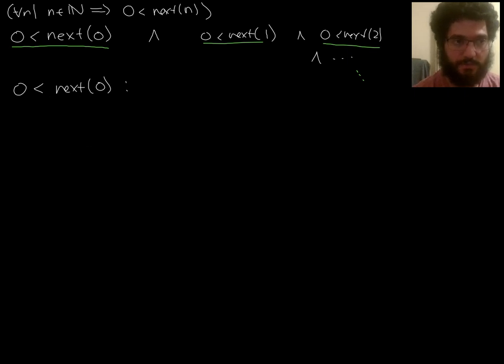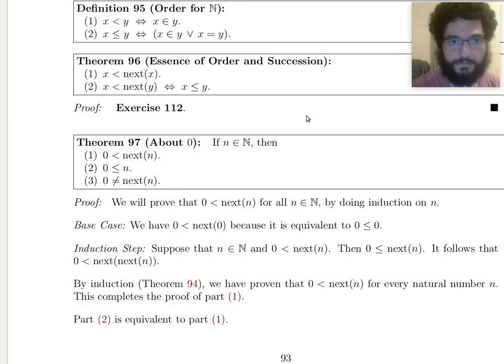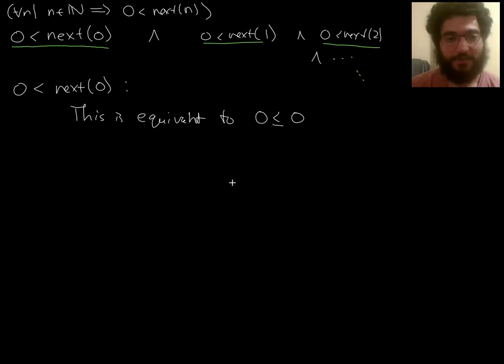So the thing that we'd be trying to prove here is equivalent to 0 is less than or equal to 0. That's by theorem 96 part 2. Something less than next something is the same as something less than or equal to that thing. And do we have 0 is less than or equal to 0?